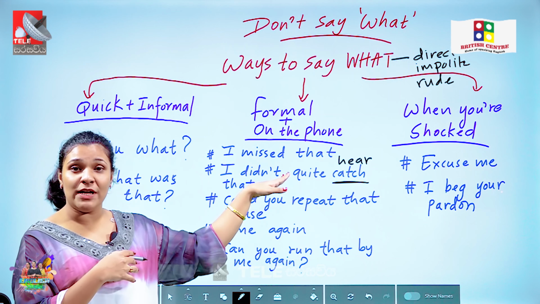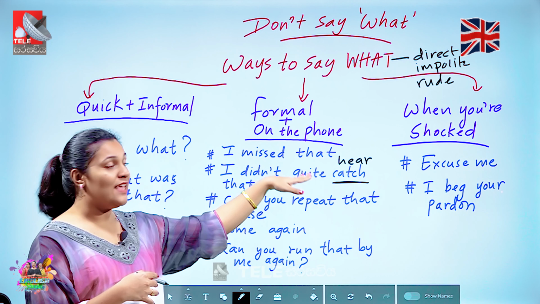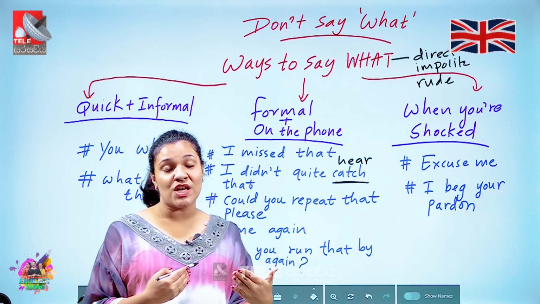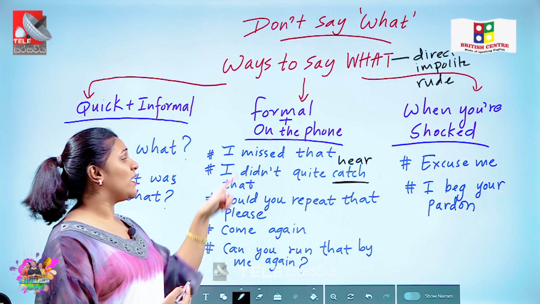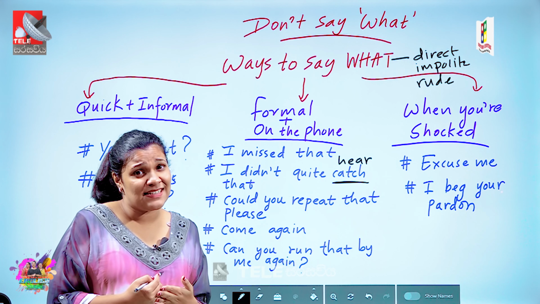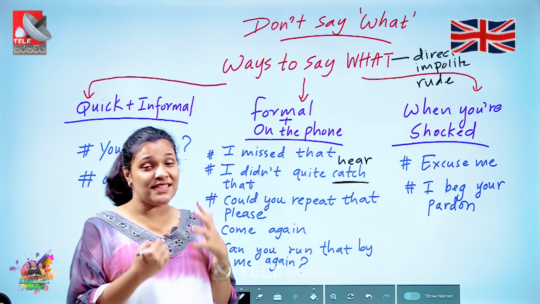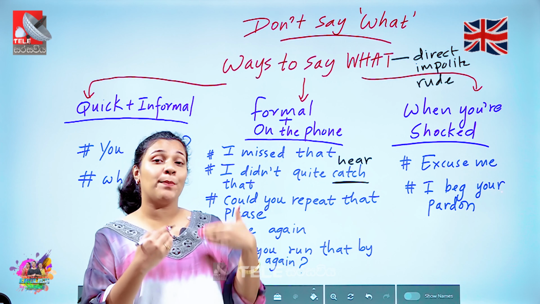And then this one. This could be formal or over the phone. Okay. So these expressions you use with the people whom you really respect. All right. The first one is, I missed that. I missed that. Okay. So this is when you want the person to repeat.